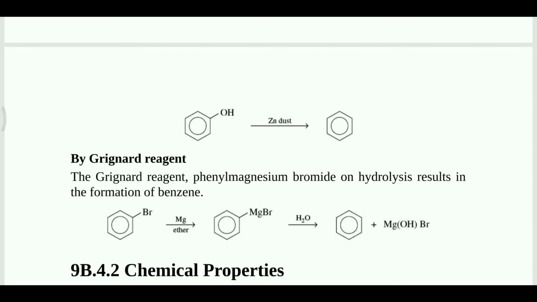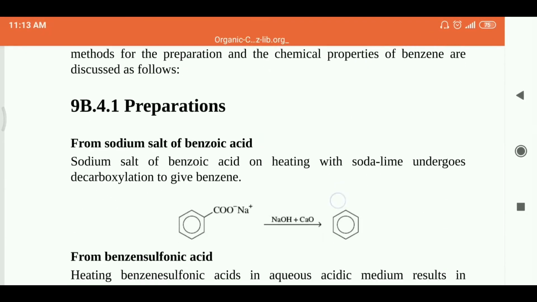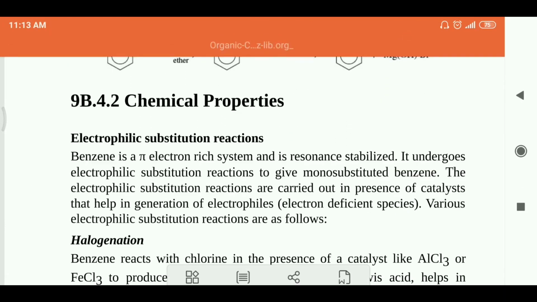Okay, whenever we react this phenyl magnesium bromide Grignard reagent with a water molecule, what is happening? The water molecule dissociates into H plus and OH minus, right? So the OH part is combined with magnesium. So they will form MgOHBr, magnesium hydroxide bromide. The remaining part is benzene itself, right? So these are the five different preparations of benzene, right?